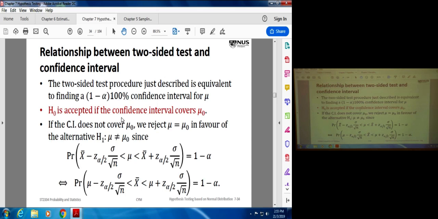Okay, and as I said, this is very similar to the relationship between this two-sided test and the confidence interval. So remember that the two-sided test is very similar to the 100 times 1 minus alpha percent confidence interval for mu. So basically we accept the null hypothesis in this scenario if the confidence interval covers mu 0. And if the confidence interval does not cover mu 0, we reject.